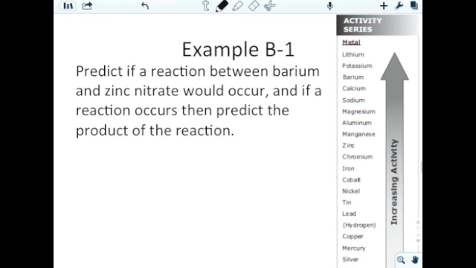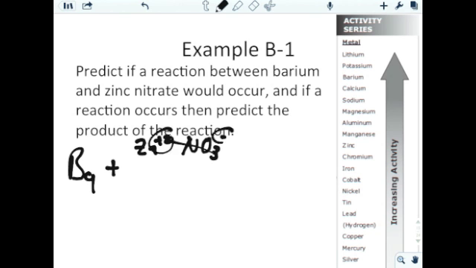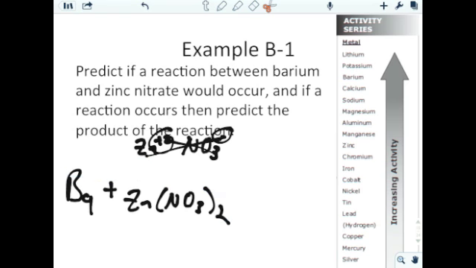So let's look at an example. Let's predict if the reaction between barium and zinc nitrate would occur, and if the reaction occurs, predict the product. So we have barium, which is Ba by itself. Is it a diatomic? No, it's not, so we don't put a 2. Then we have zinc nitrate: zinc is +2, nitrate, NO3, is -1, crisscross to make the compound. So we have Zn(NO3)2.